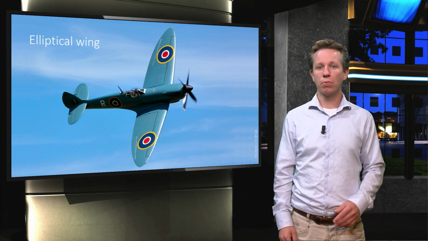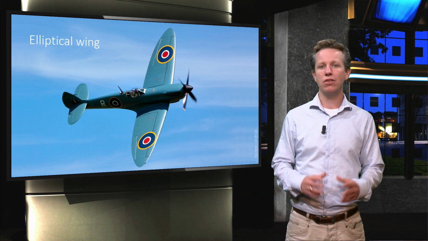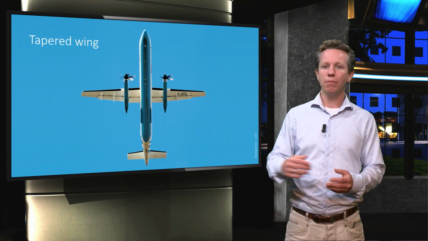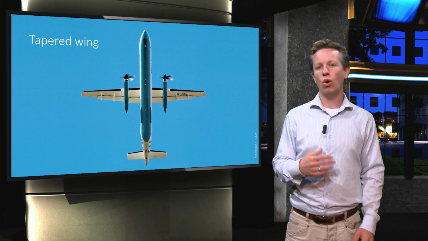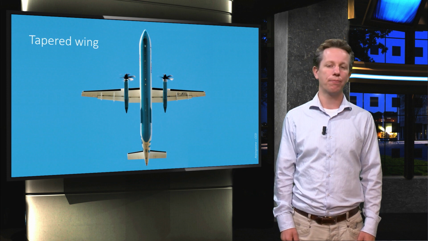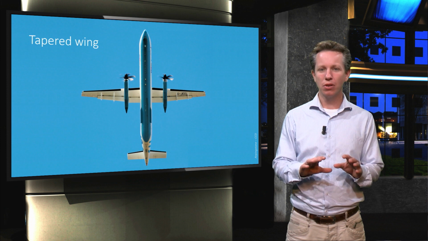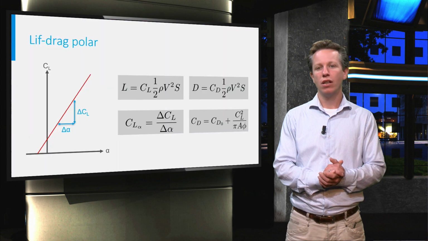A more practical approach, which is easier to build, is the use of a tapered wing. By using a tapered wing, a lift distribution that is almost elliptical can be achieved. From a manufacturing perspective, this is much simpler than an elliptical wing.